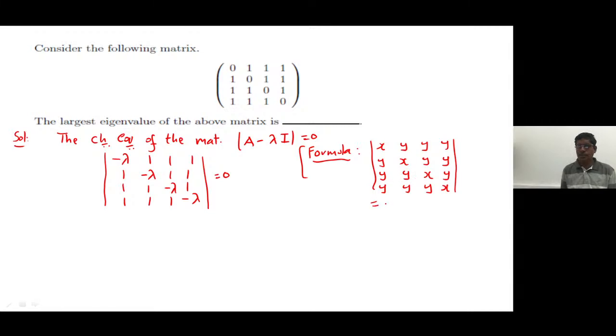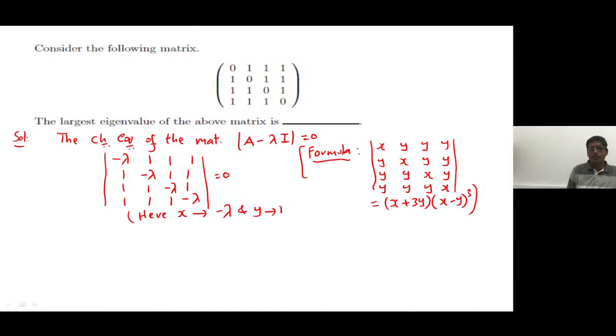So for this type of determinant, the answer is (x + 3y)(x - y)^3. Using this, here x is nothing but minus lambda and y is nothing but 1. Based on that, you will get (x + 3y) is minus lambda plus 3 into 1, that is 3, into (x - y) is minus lambda minus 1, whole cube, equal to 0.